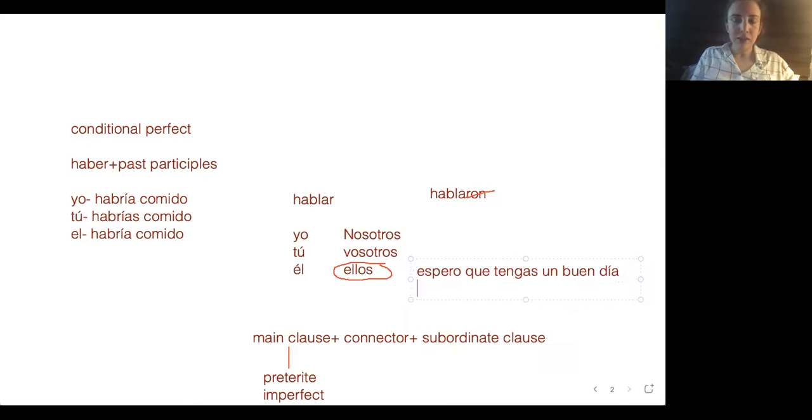When you're using past subjunctive, esperaba que tuvieras un buen día. And remember, tener is irregular in preterite, so that's why we put tuv and then the ending. So, esperaba que tuvieras un buen día. Here, I was hoping in the past that you would have had a good day. So this good day already passed also. So I was hoping in the past that you had a good day. So that's the main differences, and how to use these.